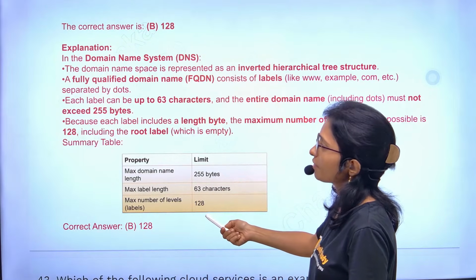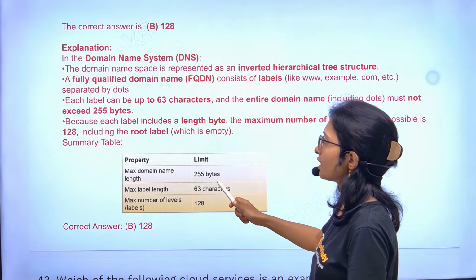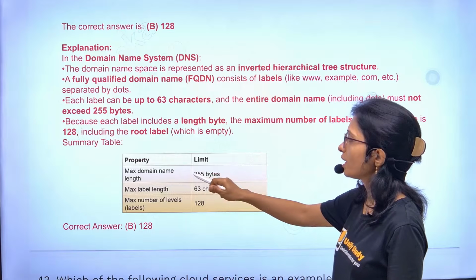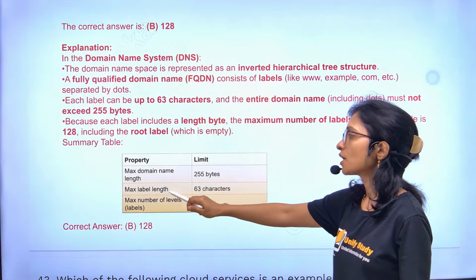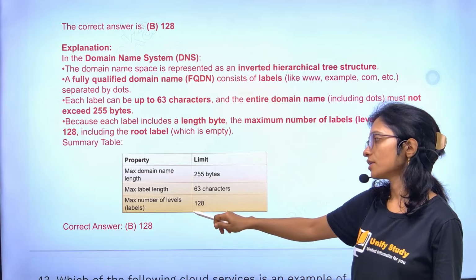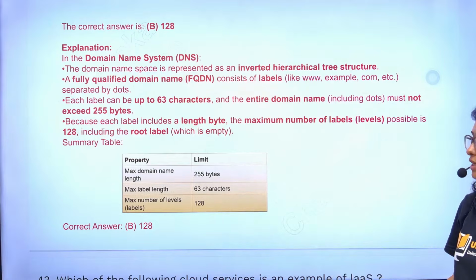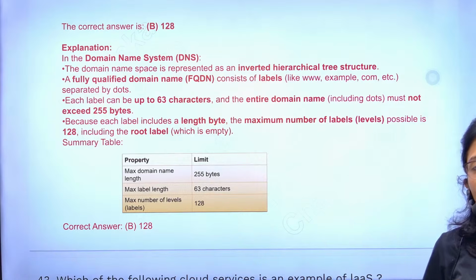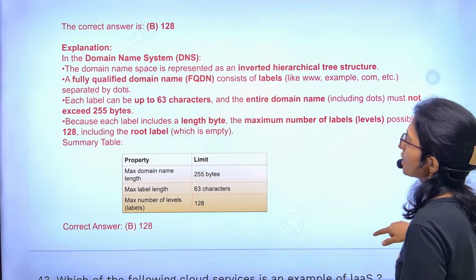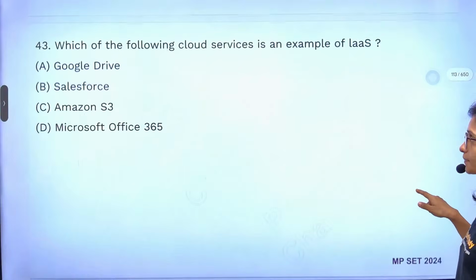This is already defined. So that's why remember the limit here. Domain name 255 bytes, max label 63 characters, and number of labels is 128. According to that, your answer will be 128. One question will give you lots of concepts. When you are learning with me, you will see that you are learning the concept-related things also.